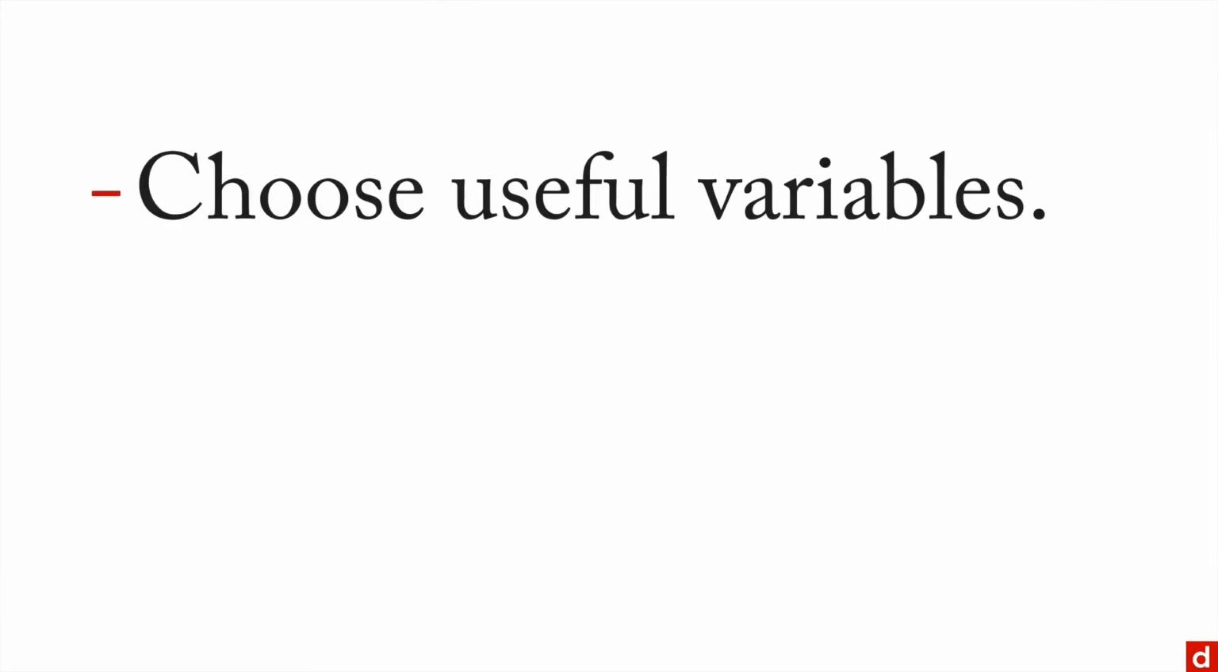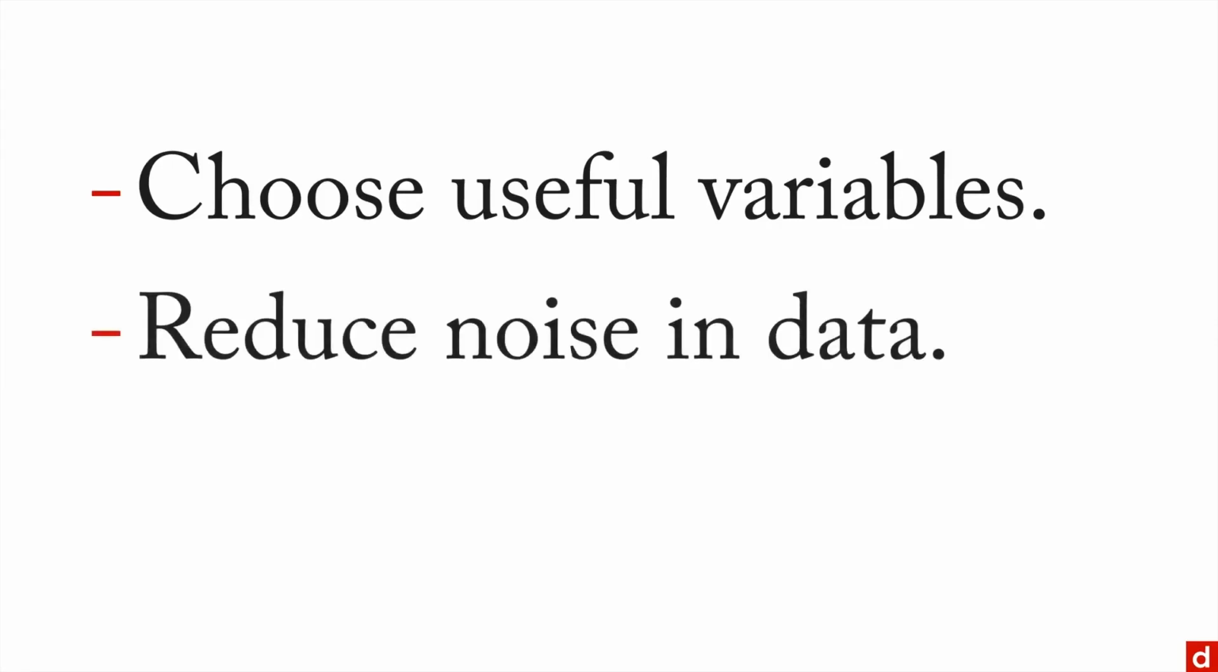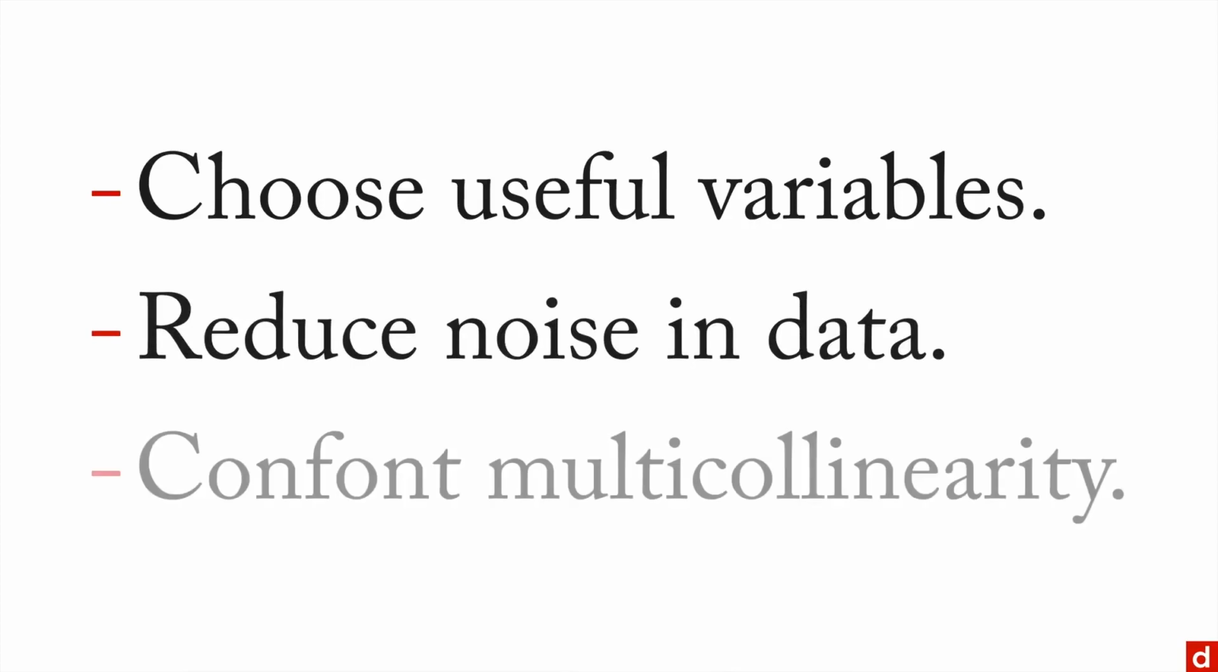In sum, let's say this. What you're trying to do here is choose the most useful variables to include in your model. Make it simpler, be parsimonious. Also, reduce the noise and distractions in your data. And in doing so, you're going to always have to confront the ever-present problem of multicollinearity, or the association between the predictors in your model, with several different ways of dealing with that.